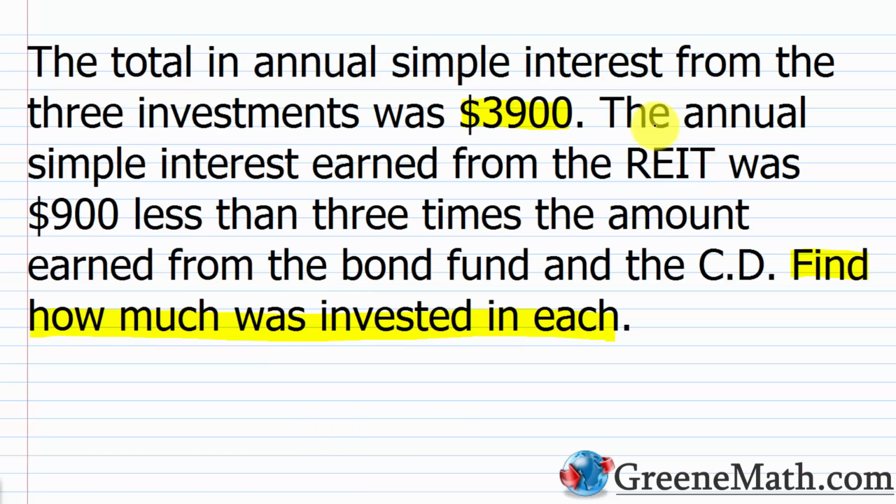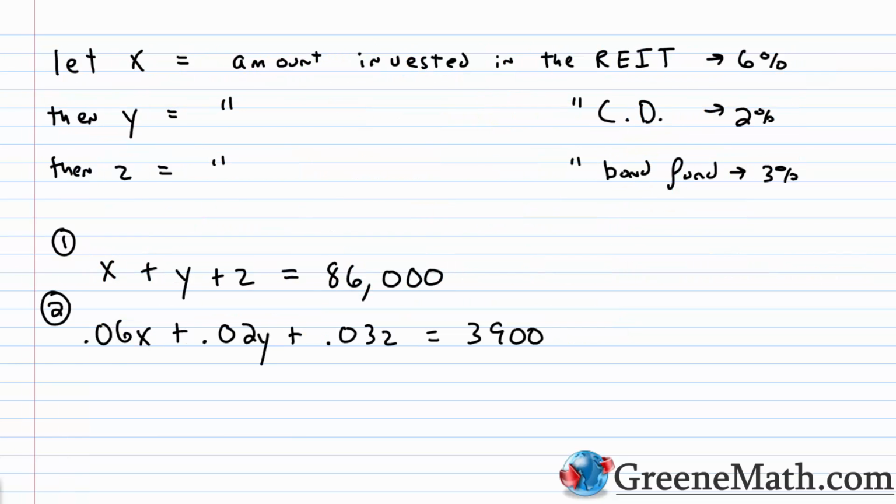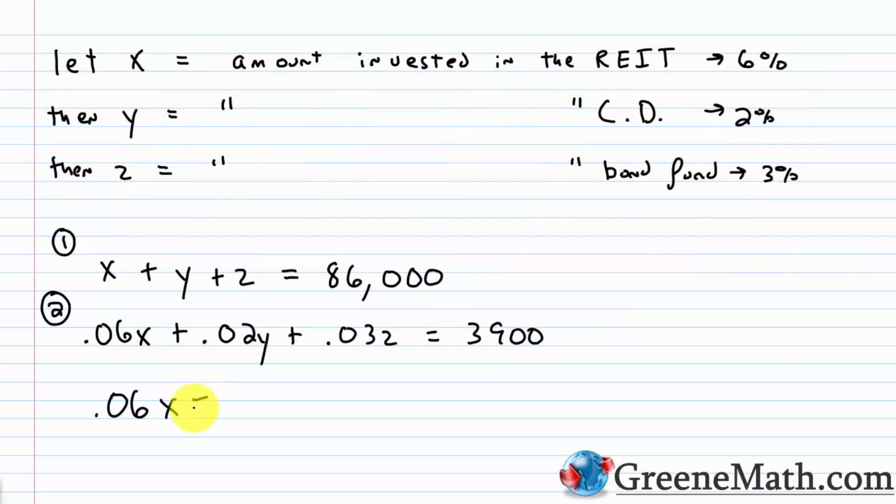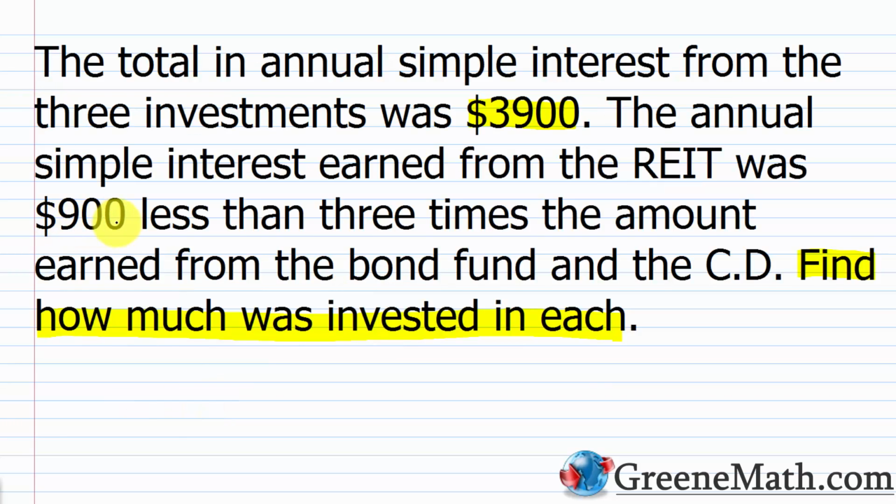So we're told here that the annual simple interest earned from the REIT. So let's stop. What was that? Well, we just saw that we put 0.06x for that, right? 0.06 is 6% as a decimal. It's multiplied by x, which is the amount invested in the REIT. That would give me the amount of simple interest that the REIT earns in a year. So that's going to be 0.06x.